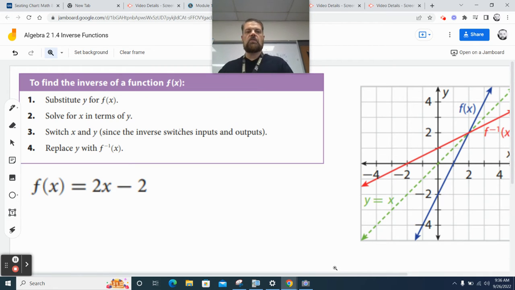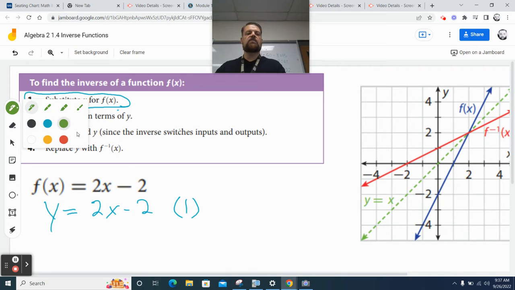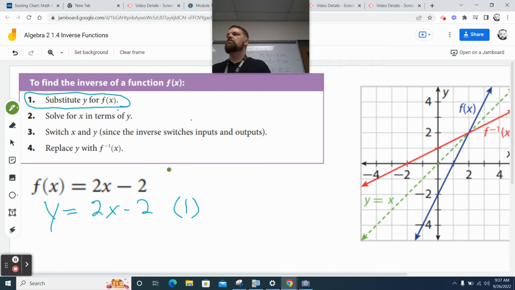Substitute y and x, or well, is it y for x or y for f of x? Yeah. So we're gonna do this step first, right? We're gonna substitute y for f of x. That's step one. All right. Somebody else, tell me what we do for step two.